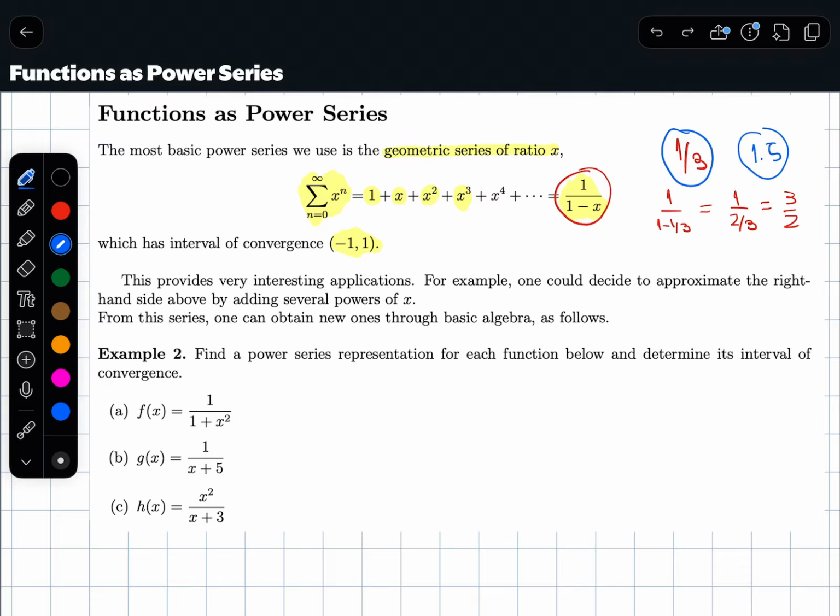So does that mean that this is an application that I would do? Is that how calculators do this particular approximation? Not exactly, but for other expressions that we can get from this, that's how a calculator would do it. So we're going to practice now how we can get new expressions from this basic series.